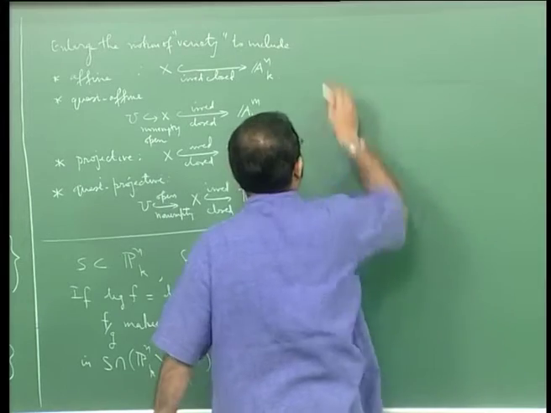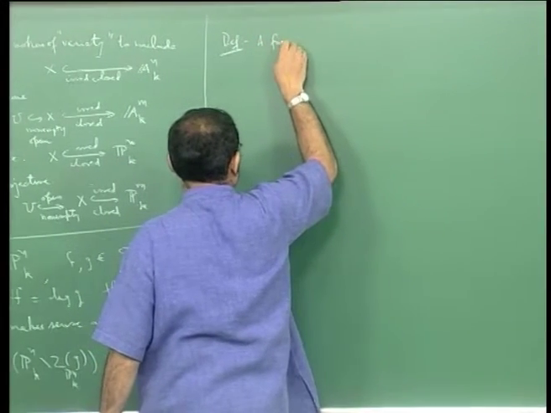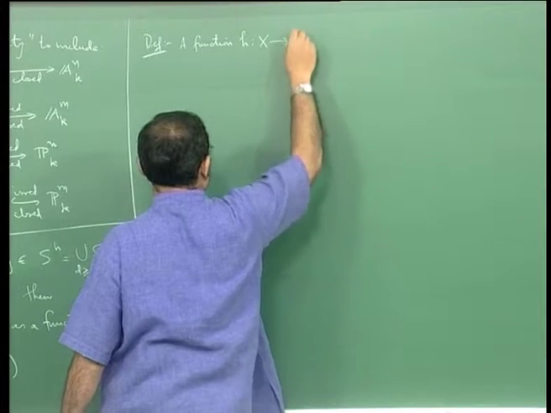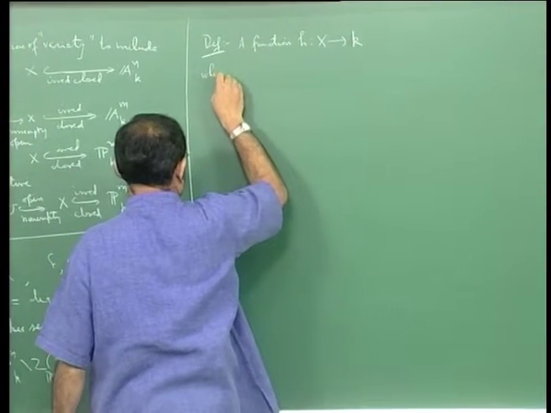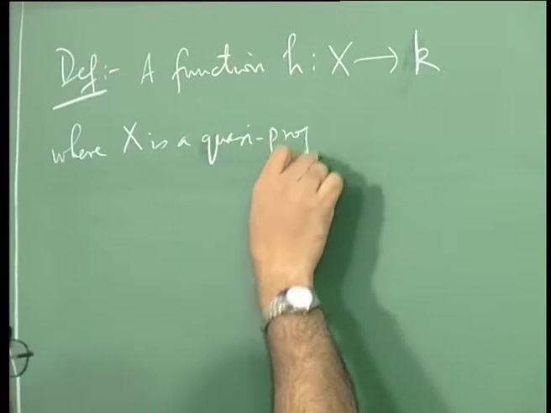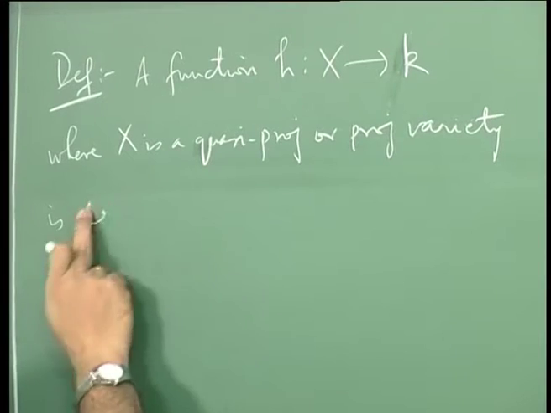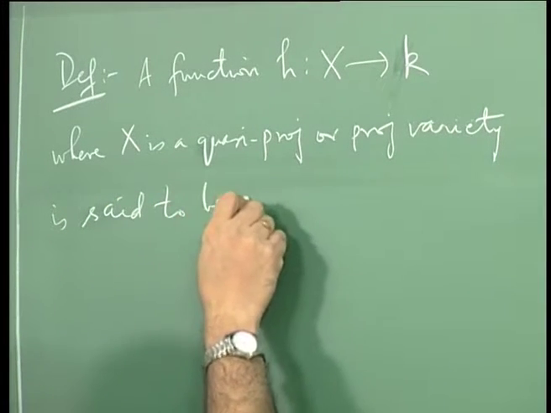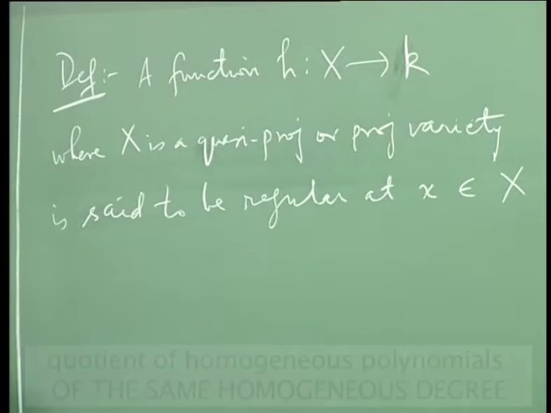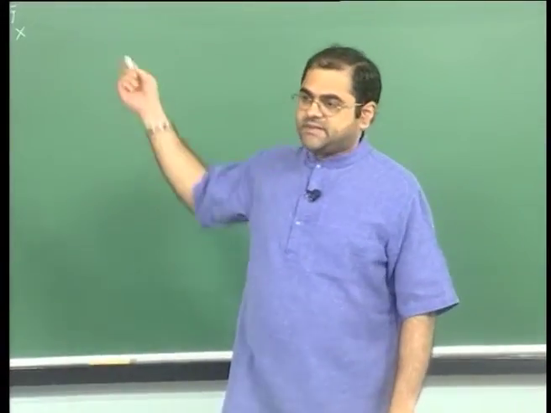So we make this definition. A function h from X to k, where X is a quasi projective or projective variety, is said to be regular at x in X if it locally looks like a quotient of two homogeneous polynomials, where the number of variables is equal to one more than the dimension of the projective space in which X sits.